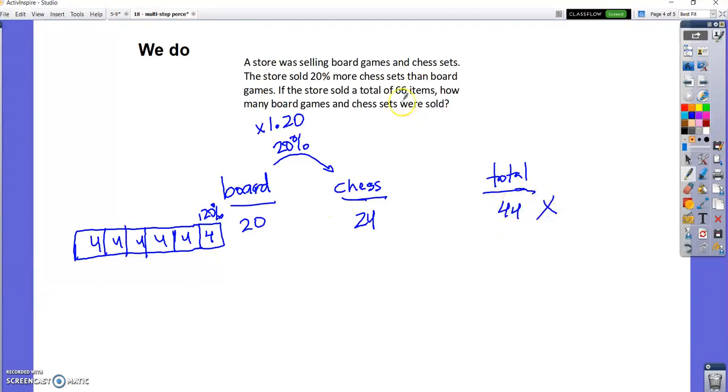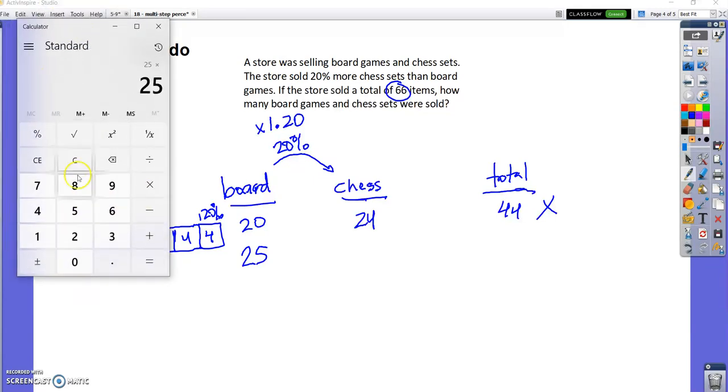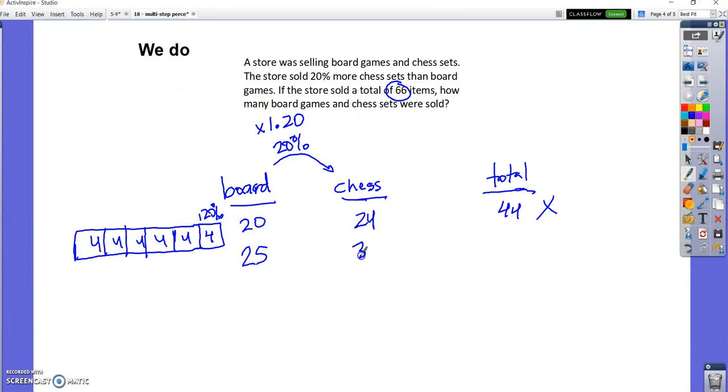Not even close. I need 66. Right? So I need way more. So maybe I'll go up to, like, I don't know, 25. So if I try 25 times 120%, 20% more, that's 30. And altogether that is 55 sets. Getting closer, but not really there.